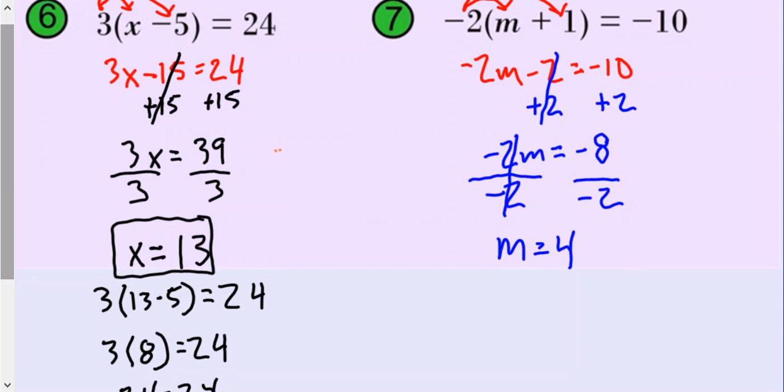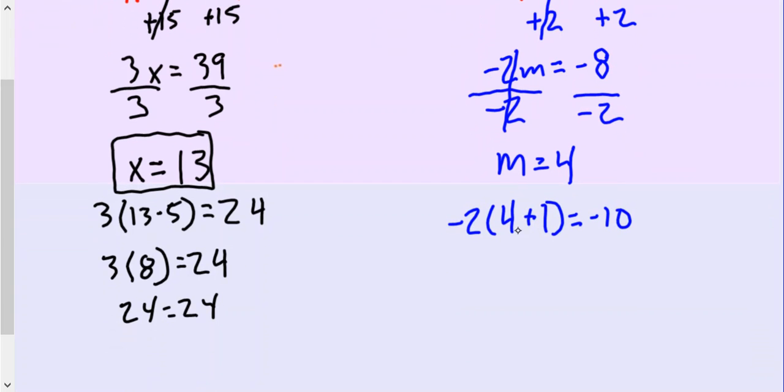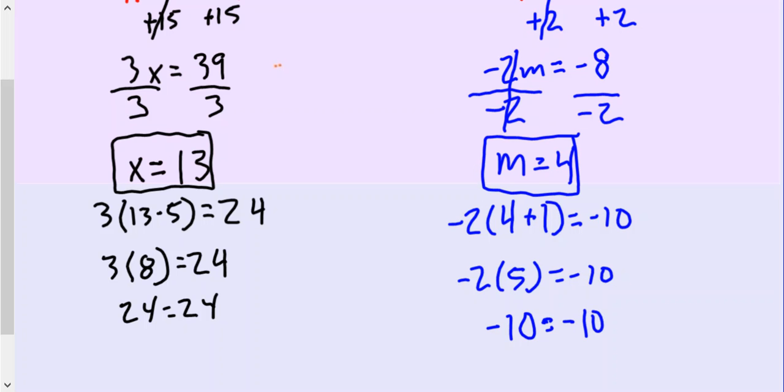And if we plug that back in, we get negative 2 times 4 plus 1 equals negative 10. Doing the work inside the parentheses, we get negative 2 times 5, since 4 plus 1 is 5, equals negative 10. Negative 2 times 5 is negative 10. So our answer is correct. m is equal to 4. Again, make sure you write this example down, and then we'll move on when you're ready.